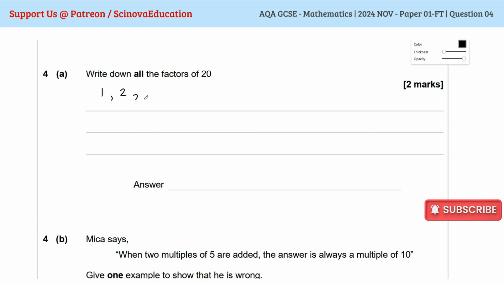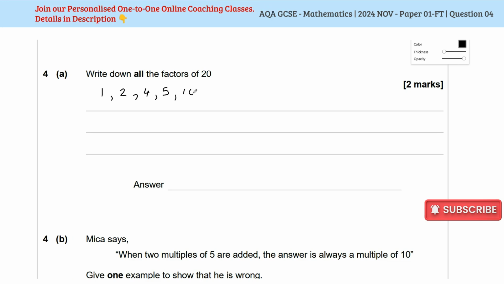We know that 20 is not divisible by 3, therefore it is not a factor. Then we know that 20 is divisible by both 4 and 5. And then 6, 7, 8, 9 are not factors of 20. And then 10 is a factor of 20. Finally, we get 20 as the factor of 20.